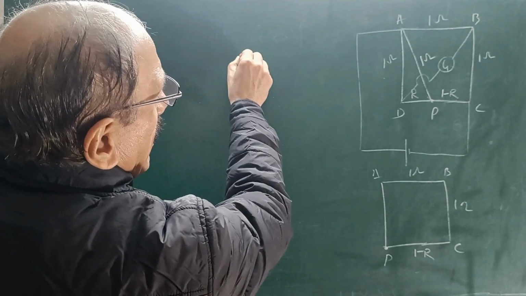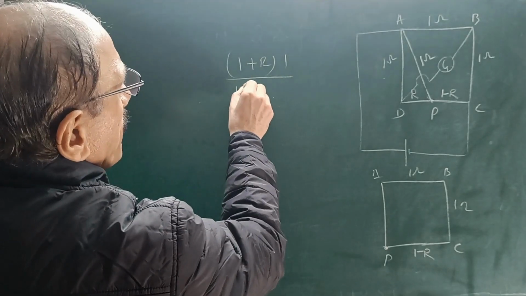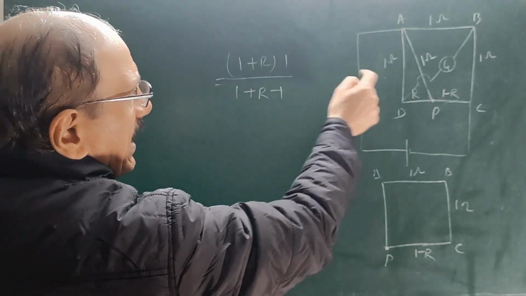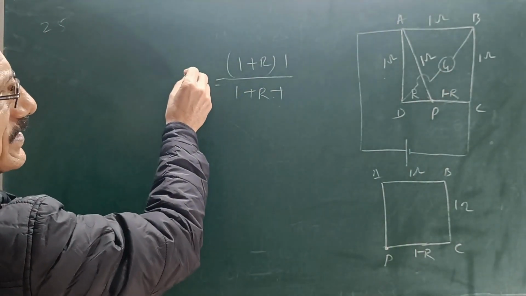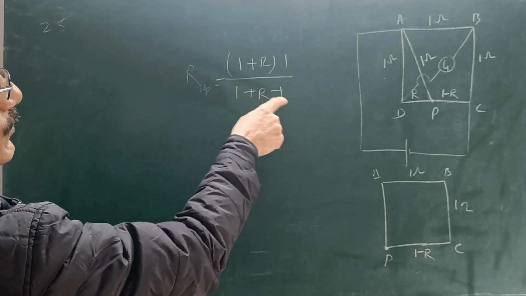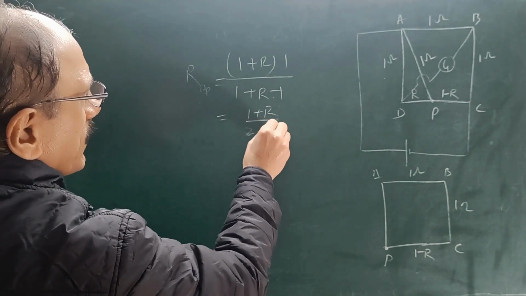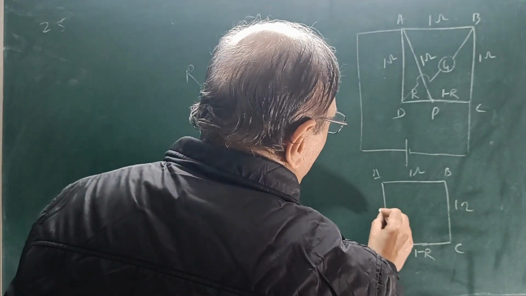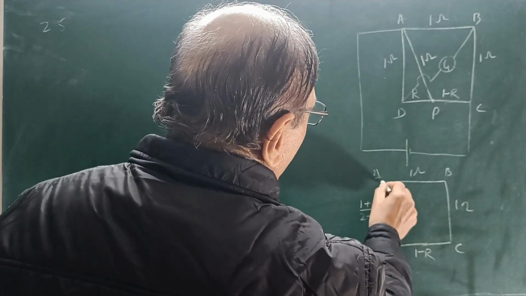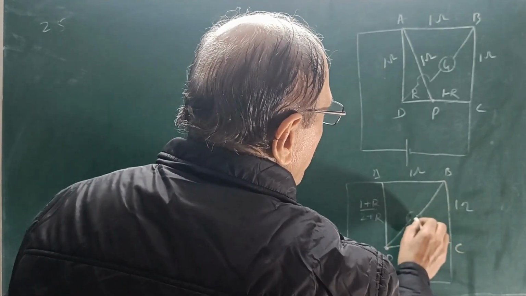This resistance will be 1 plus R, because they are in series, so it is 1 plus R, plus 1, and now they are in parallel, so the net resistance R_AP is equal to this much. So this is nothing but (1 plus R) upon (2 plus R). So here we can write it (1 plus R) upon (2 plus R).